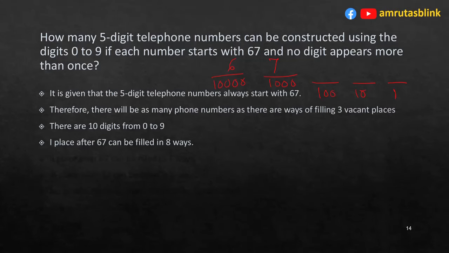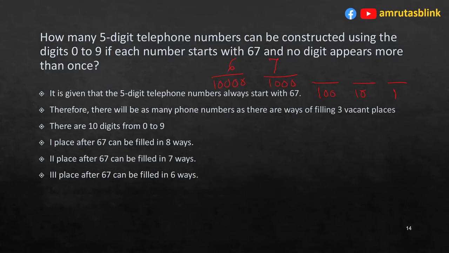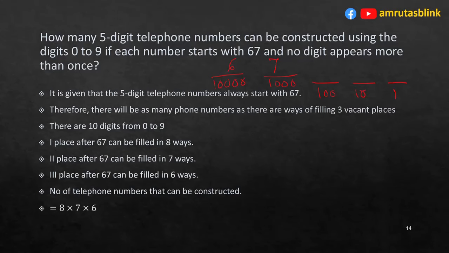So out of these 10 digits available, 6 and 7 are utilized, so we have just 8 options to fill up the hundreds place, then 7 options to fill up the tens place, and 6 options to fill up the ones place. So total number of ways will be 8 into 7 into 6, that is 336. So we can say that we can create 336 such numbers which start with 67.